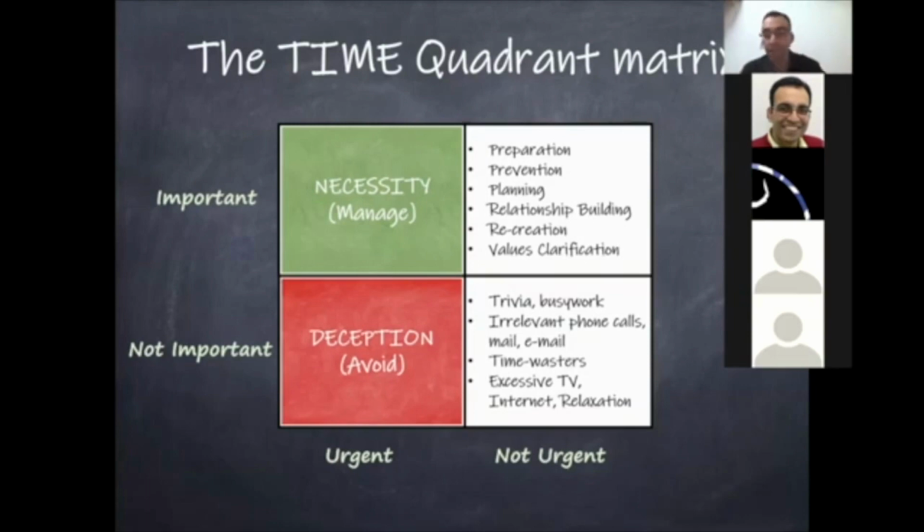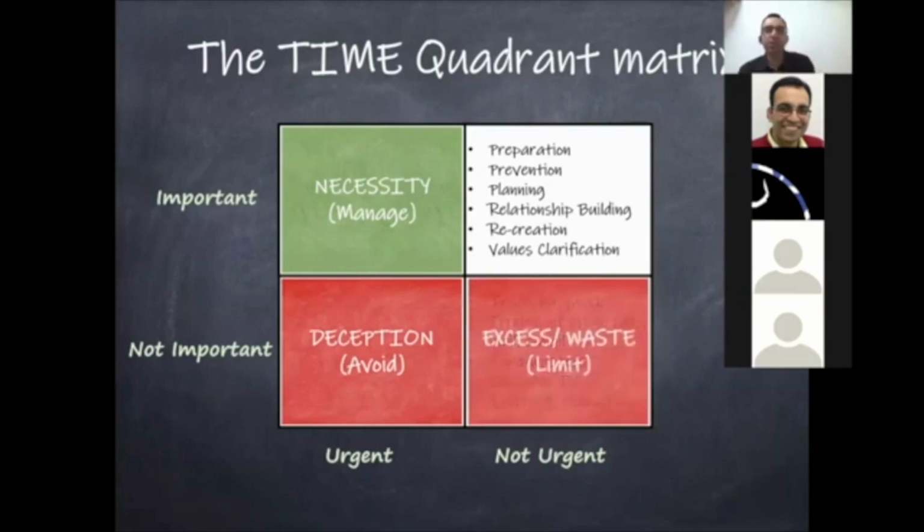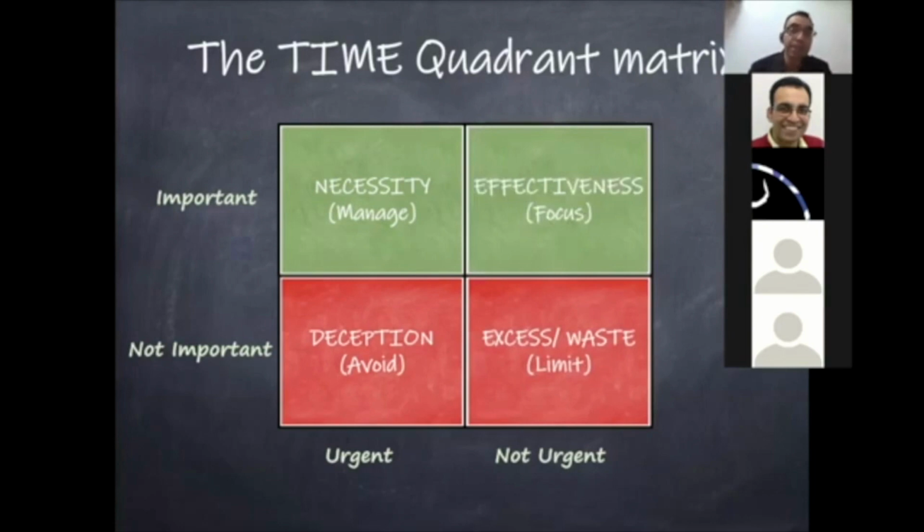Quadrant 4 is the quadrant of excess and waste. And quadrant 2 is the quadrant of effectiveness. This is the quadrant that we should focus on. So when a quadrant 3 activity comes and tries to digress us, to take us away into some time wasting stuff, you should say a no. And you should say a yes to something that is in Q2.